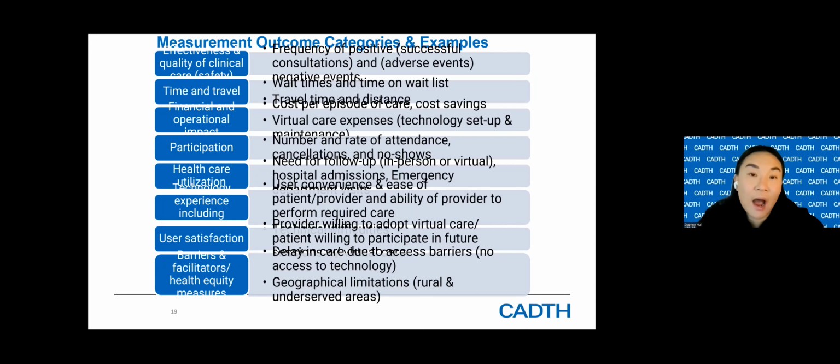And the last category we have is the barriers and facilitators or health equity measures. This could be measured through a delay in care due to access barriers, such as limitations to accessing technology, or for instance, geographical limitations, especially for those who live in rural or medically underserved areas. Okay, thank you. So next slide.